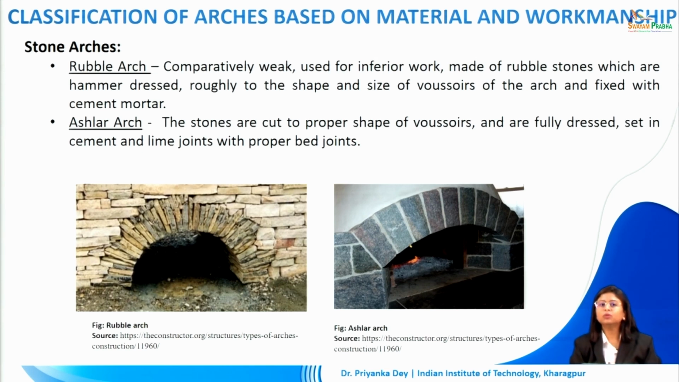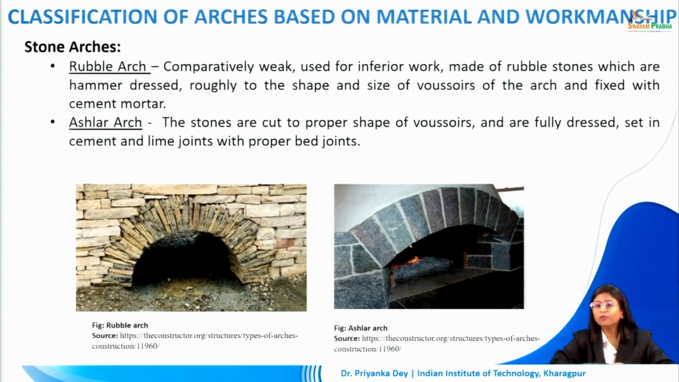Now let's take a look at classification of arches based on material and workmanship. So stone arches can be rubble arch. These are comparatively weaker, used for inferior work, and are made up of rubble stones which are hammer dressed roughly into shape and the size of voussoirs, and they are fixed together with cement mortar.